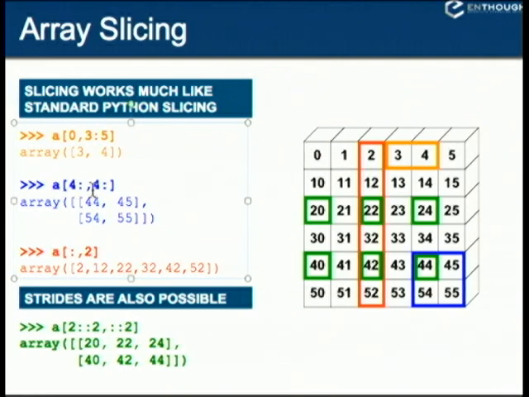A 4 colon, comma 4 colon. We're starting at the 4th row, so that's here. And we're taking the 4th row and every row after that. And then we're starting at the 4th column and every column after that. So that's that little subblock down here.